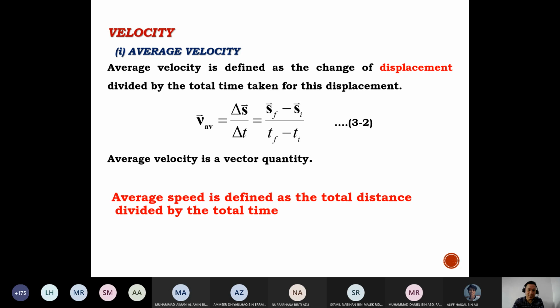So that's why you have negative 50. The displacement, and also the total time is 5 seconds. So that's why you have a negative 10 centimeter per second. Okay, and then when we transform this to the graph, okay, we have the graph.